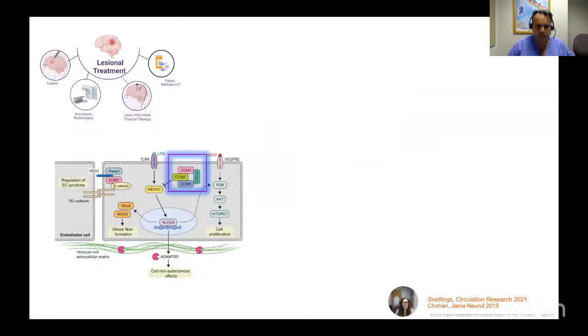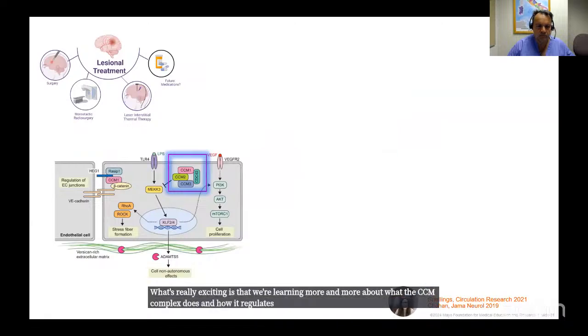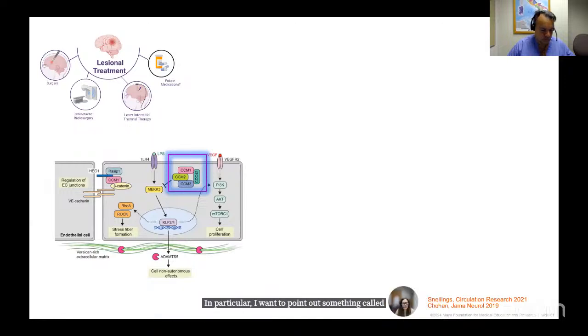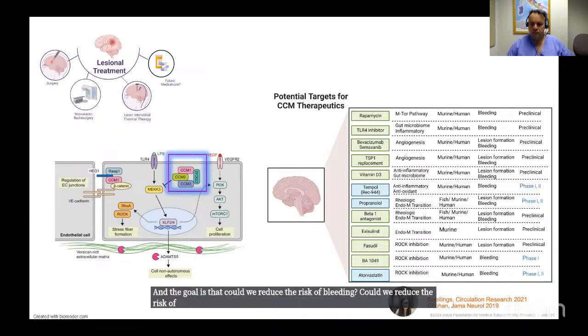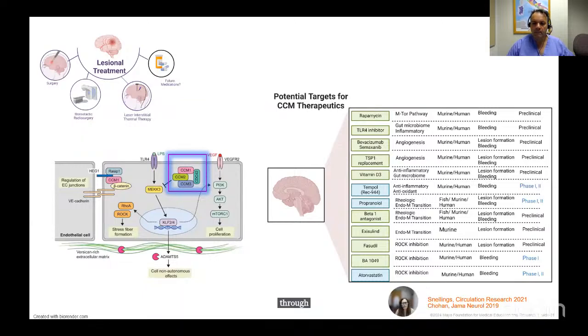What's really exciting is that we're learning more and more about what the CCM complex does and how it regulates the endothelial leakiness and the tight junctions. In particular, I want to point out something called RHO-A and ROCK. That's where we think that atorvastatin acts. And RHO-A and ROCK modulate the endothelial leakiness. By knowing a lot of these different targets, it has allowed us to develop potential targets for various therapeutics. And the goal is that could we reduce the risk of bleeding? Could we reduce the risk of new lesion formation through medications rather than surgical intervention?